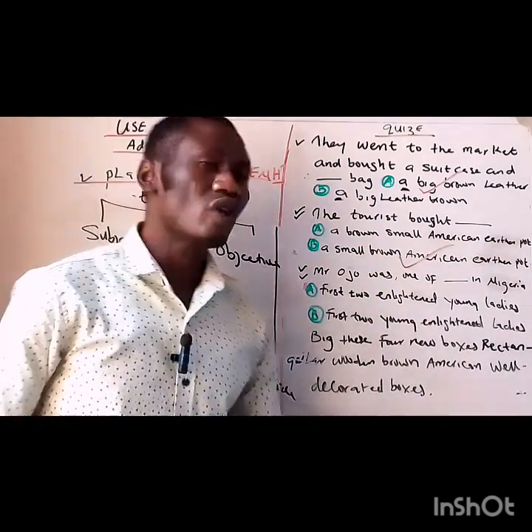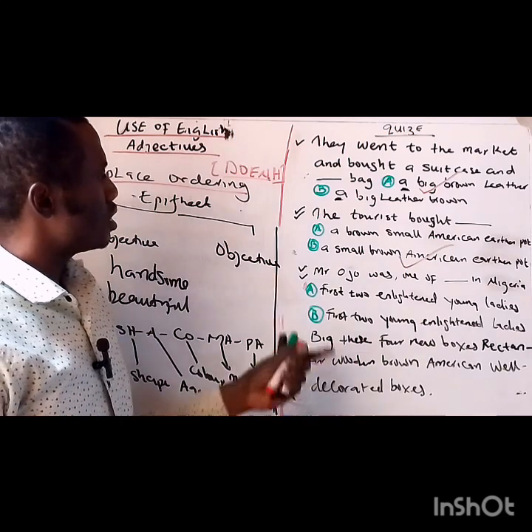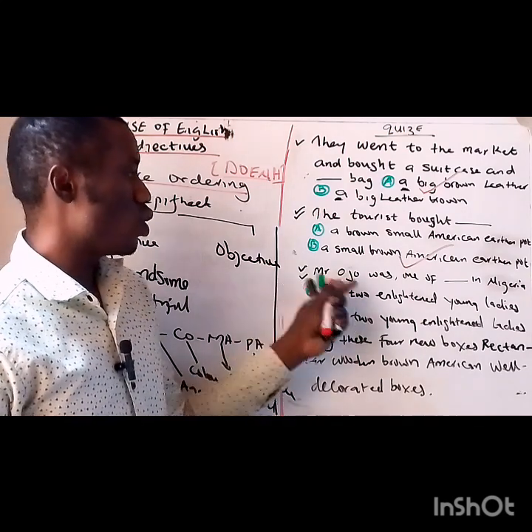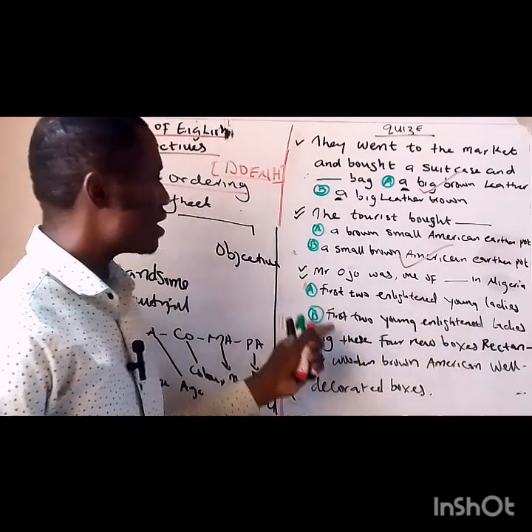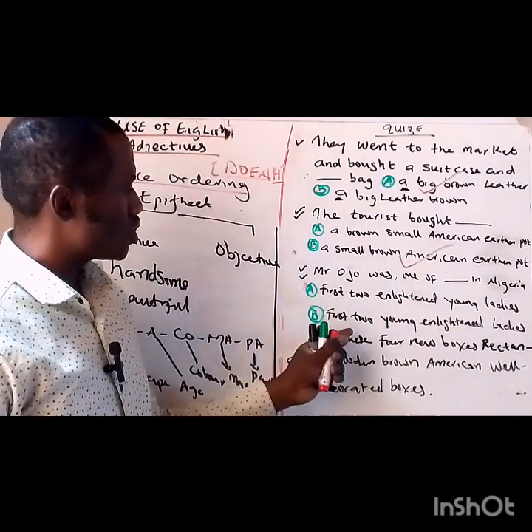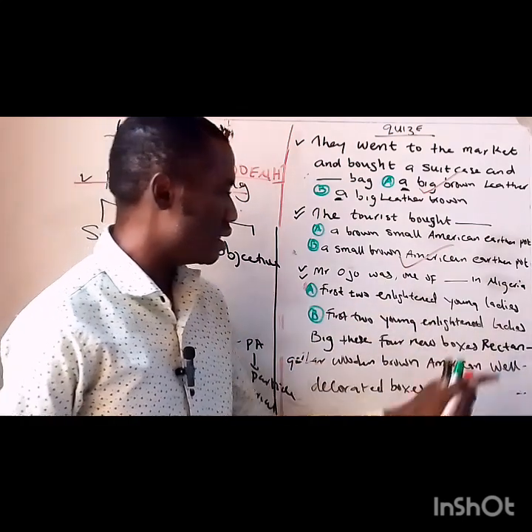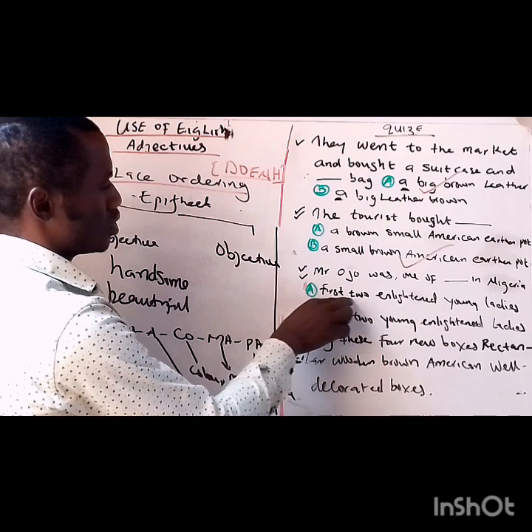All right. Having done that, let's look at question number 3. Question number 3 is: Mr. Ojo was one of dash in Nigeria. First two enlightened young ladies. First two young enlightened ladies. Now, let's look at this. If you look at the first one, first two.